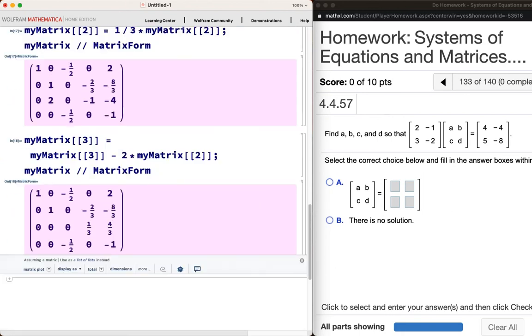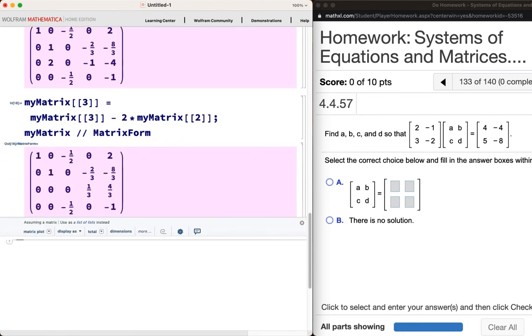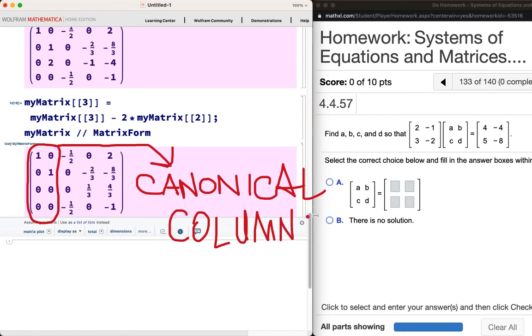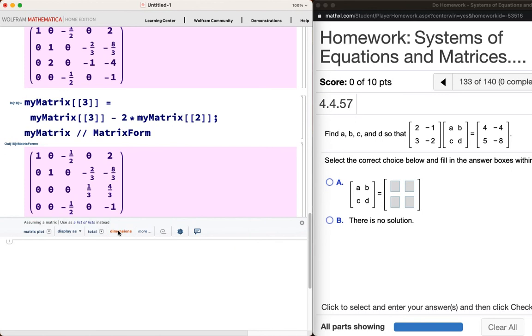Okay, so now the first 2 columns look great. The first 2 columns are canonical. These 2 columns are called canonical columns. Okay, we're going to have to do the same thing here.